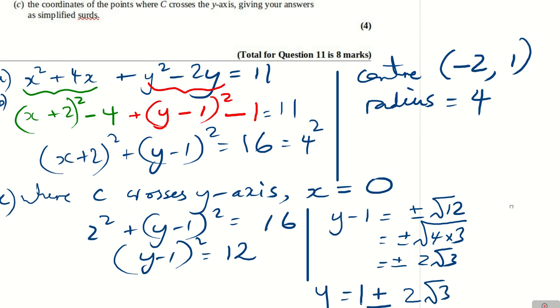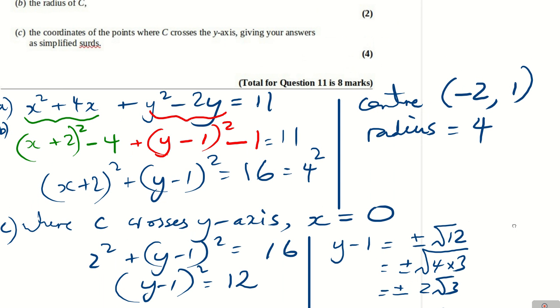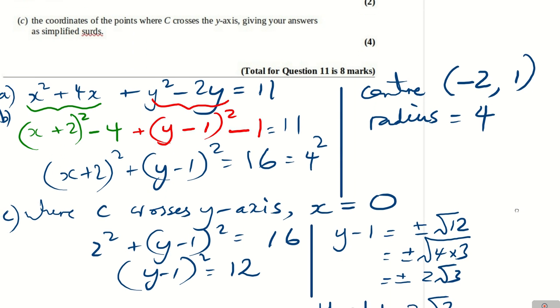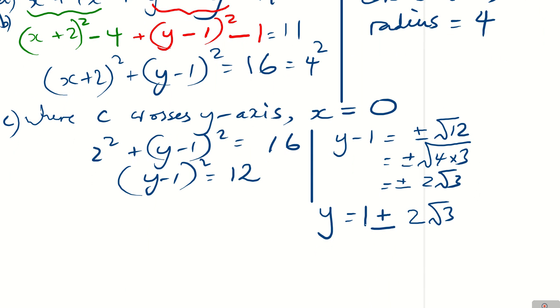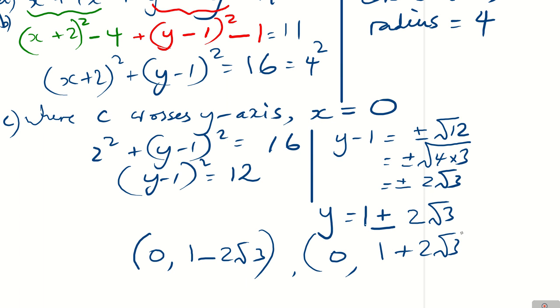And what did the question ask for? It wanted the coordinates of the points where C crosses the y-axis. Right, so to give the answer strictly how they want it, we're going to have to give coordinates. The x value is going to be 0, and it's going to be either 0 and 1 minus 2 root 3, or the other one's going to be 0 and 1 plus 2 root 3.